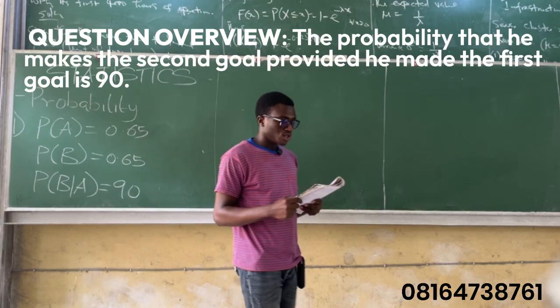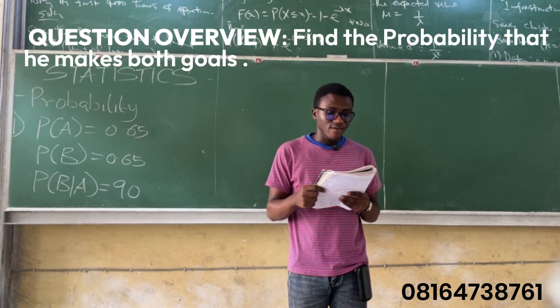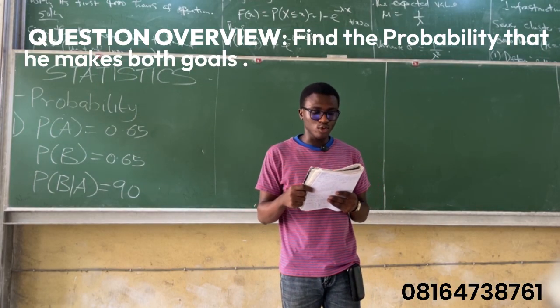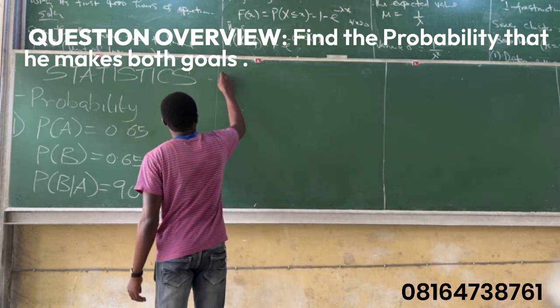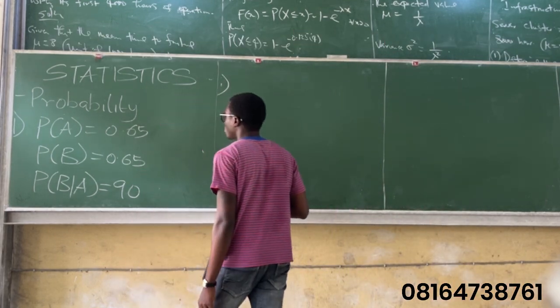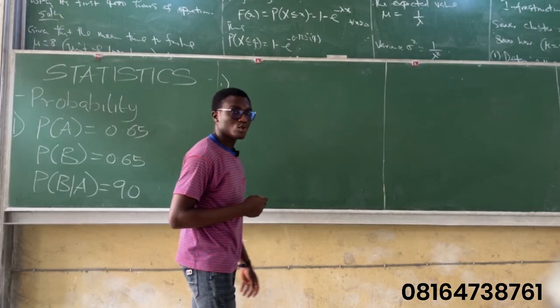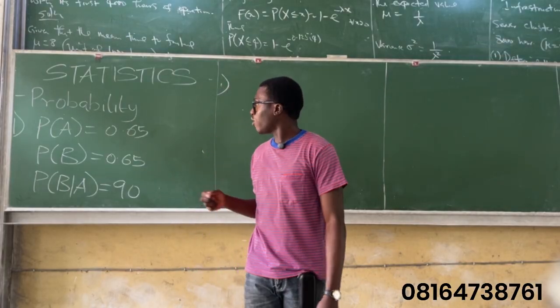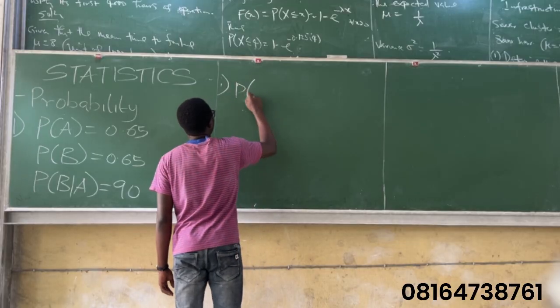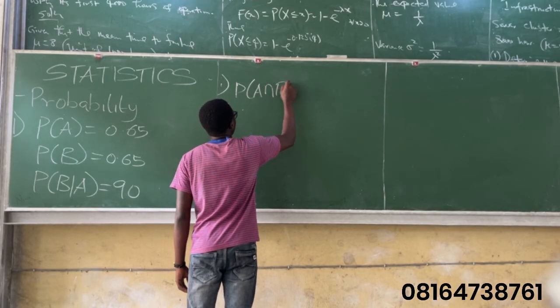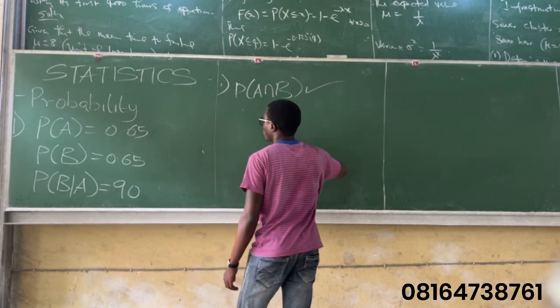So for our first question, we are asked to find, I, the probability that he makes both goals. So I, the probability that he makes both goals. Now the probability that he makes both goals is the probability of A intersection B. So that will be probability of A intersection B. This is what we are looking for.